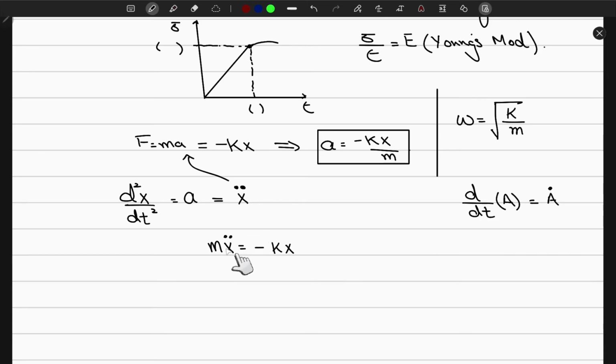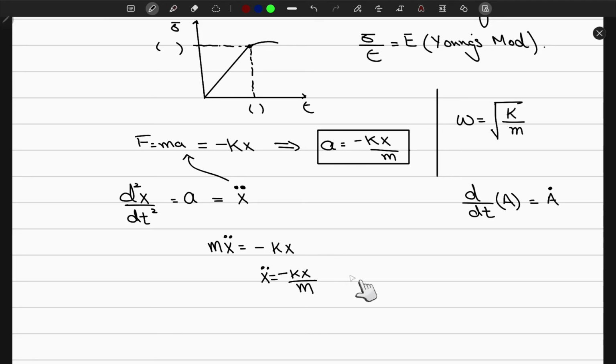You can rearrange this entire expression as x double dot equals minus kx over m. Right, so there will be an equal to sign over here.